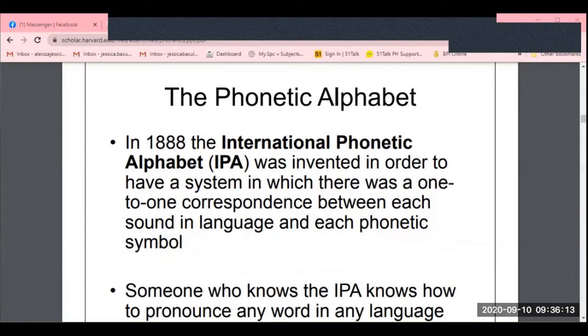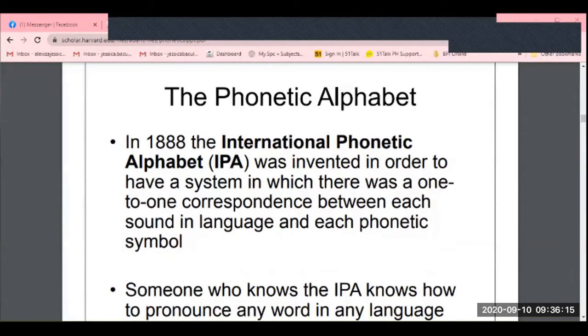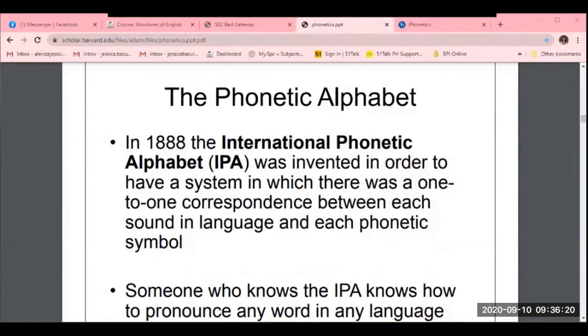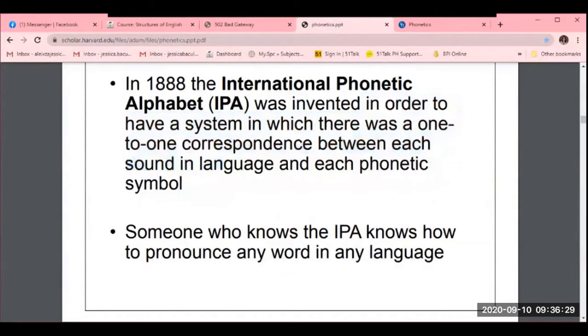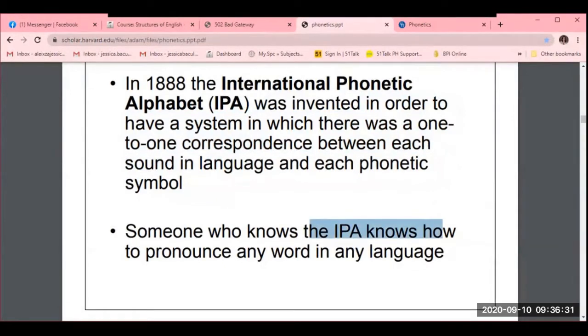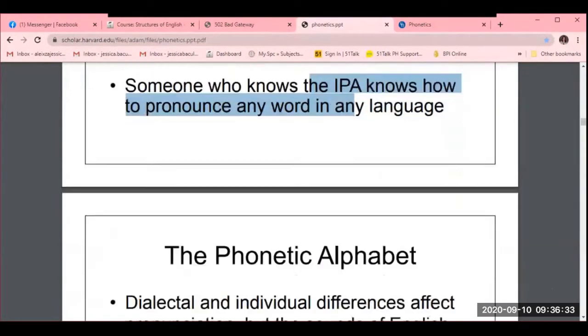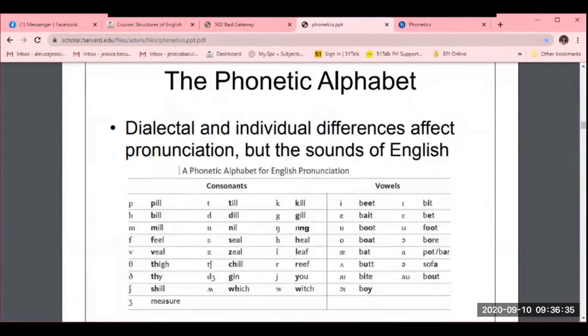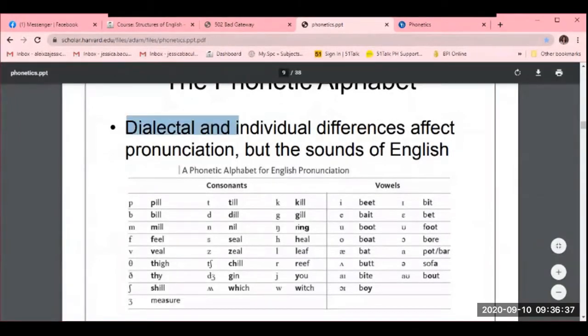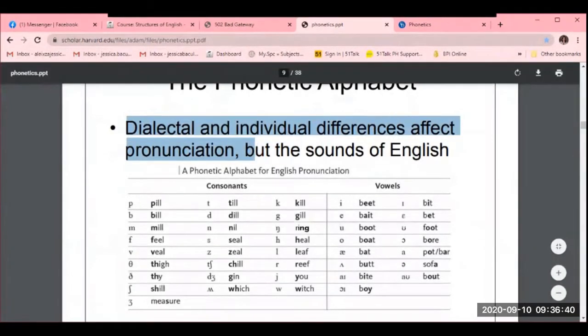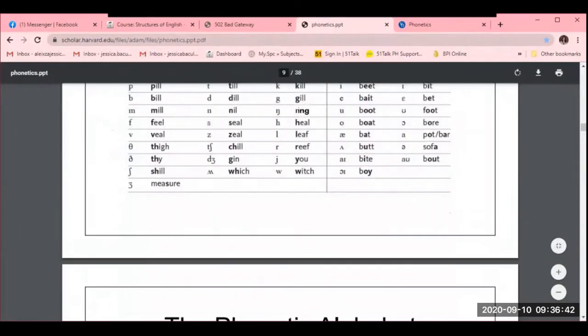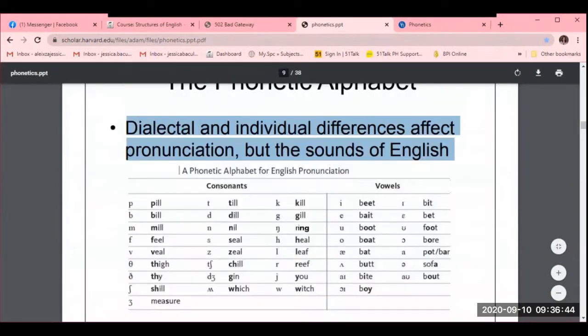Let's go to a little bit of history of the phonetic alphabet. So in 1888, the IPA or International Phonetic Alphabet was invented in order to have a system in which there was one-to-one correspondence between each sound in language and each phonetic symbol. So someone who knows the IPA knows how to pronounce any word in any language, and that's really amazing.